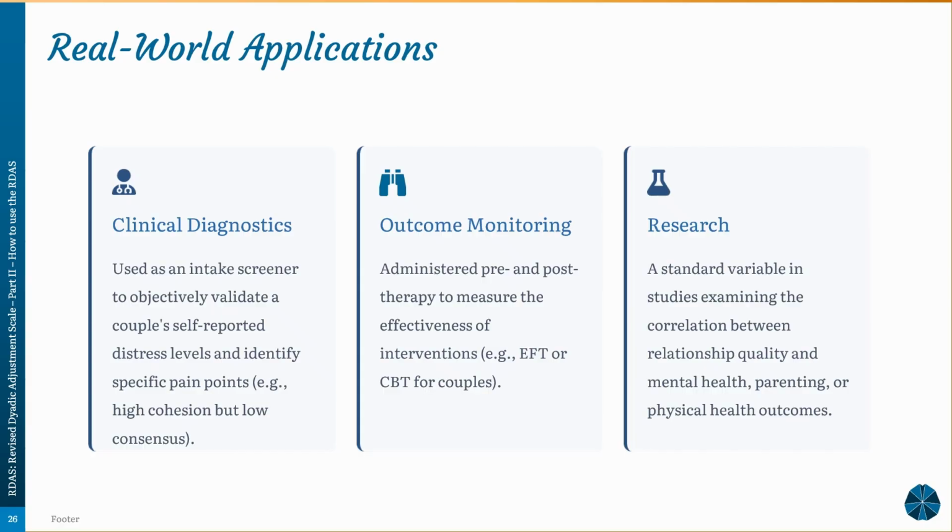If you read any peer-reviewed article on couple relationships, it's almost guaranteed the RDAS or the DAS is a key outcome variable. It is the gold standard for relationship studies. Examples include identifying predictors of marital satisfaction and stability, examining the impact of specific interventions on relationship quality, comparing the marital adjustment of different populations, and studying relationship dynamics across cultures and life stages.